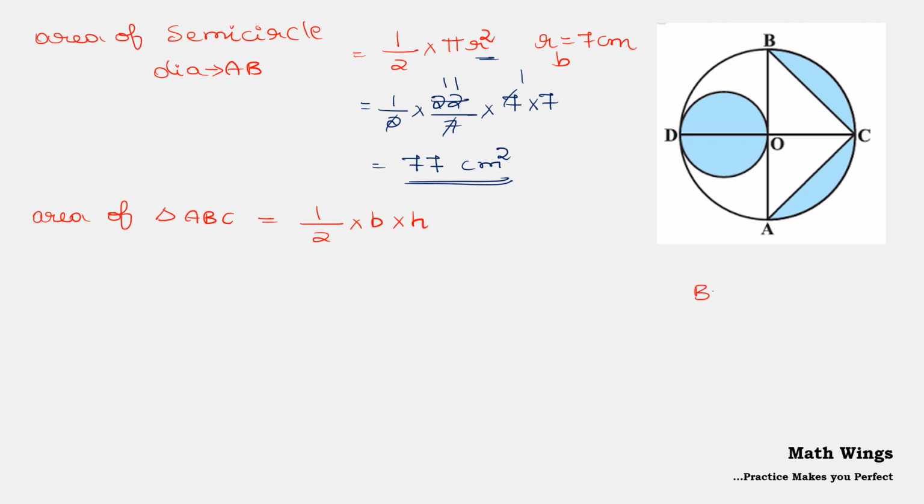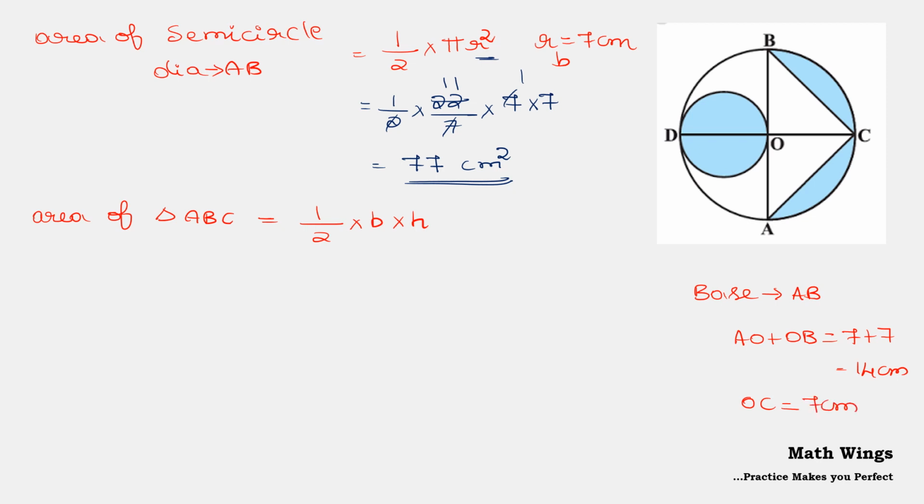Base is nothing but AB, correct? So what is AB? AB is AO plus OB, which is equal to 7 plus 7, which is equal to 14 centimeter. As well as, what is OC? OC is the radius of the circle, that is equal to 7 centimeter.